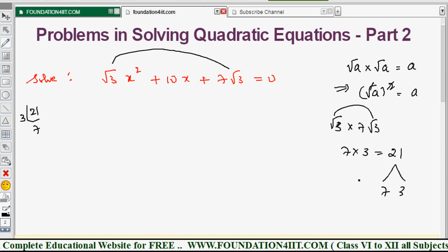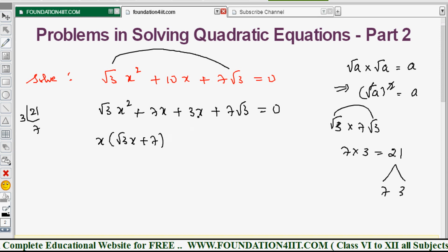Now according to that, if you write this step, root 3x square is as it is. In the place of 10x, we write 7x plus 3x, plus 7 root 3 is equal to 0 as it is. Now from root 3x square plus 7x, only x is common. So here it is root 3x plus 7. Now from 3x and 7 root 3.